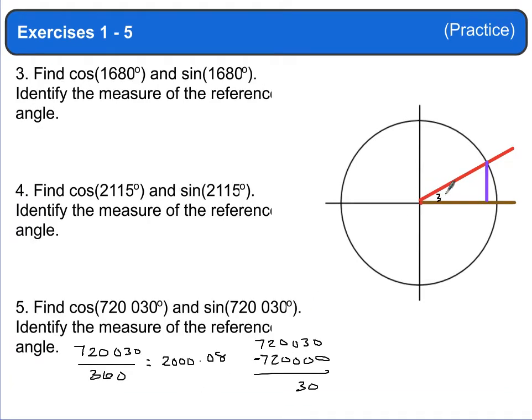So this will be 30, 60, and 90. That means this is going to be 1/2, and this is going to be the square root of 3 over 2. So that means I know that the cosine of 720,030 is simply going to be the square root of 3 over 2, and the sine of 720,030 is going to be 1/2.